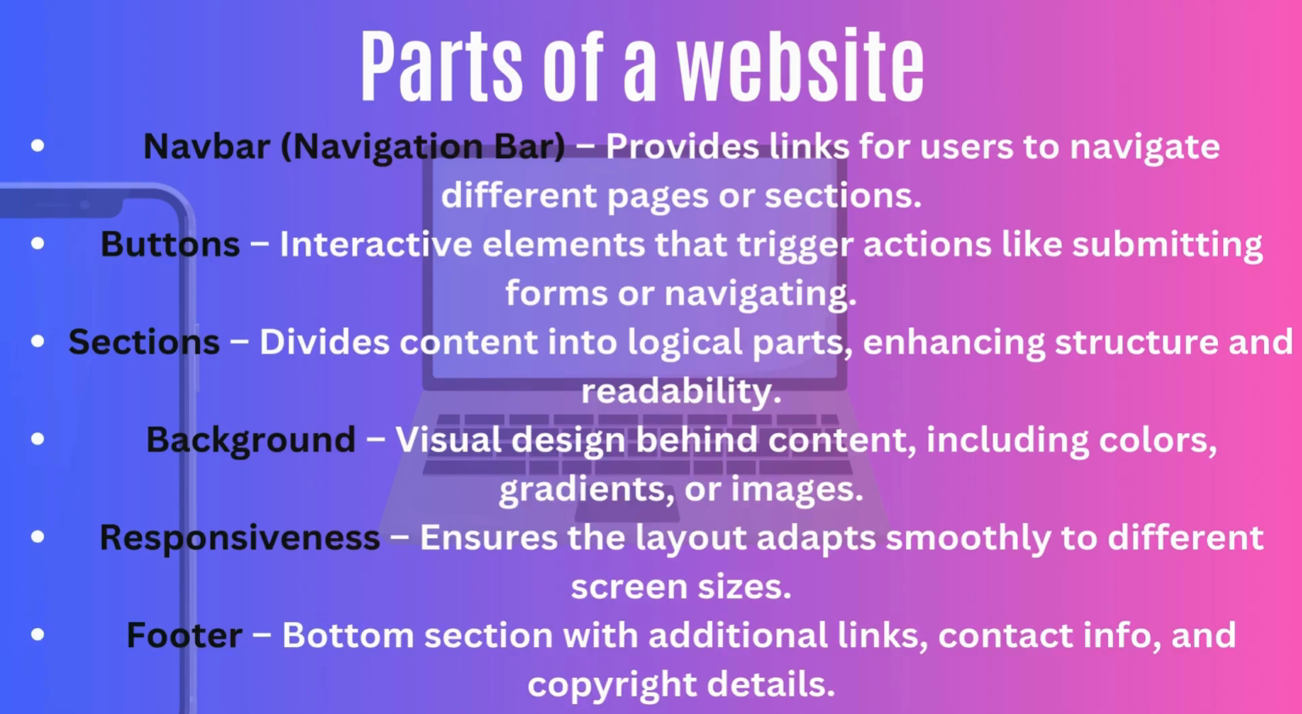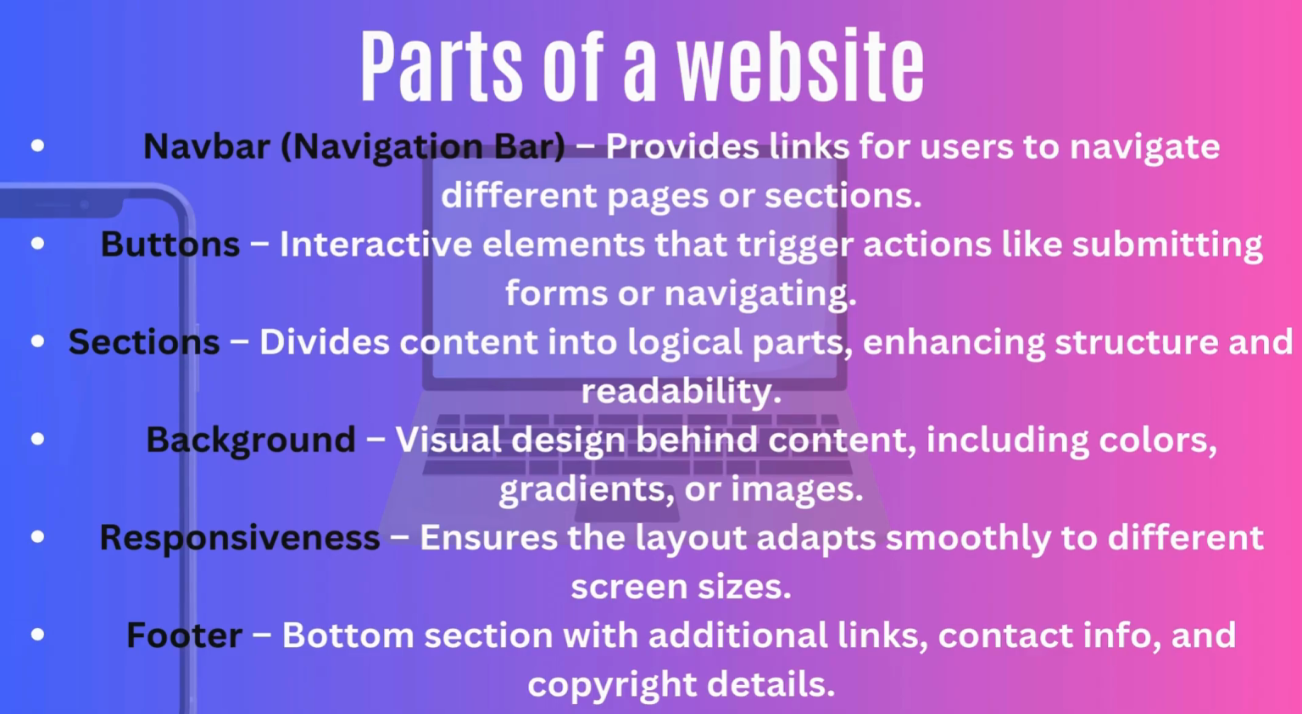In this video, we'll talk about the parts of a website. A simple or typical website contains basic parts like a navbar. It is a navigation bar that provides links for the user to navigate through different sections or pages. We also have buttons, which interact with the user when we click or hover. There are hover effects, and whenever we want to submit data, like a form, we can use the button there.